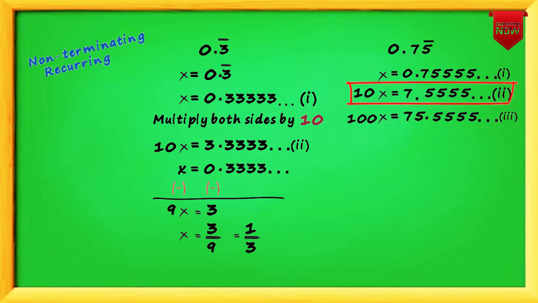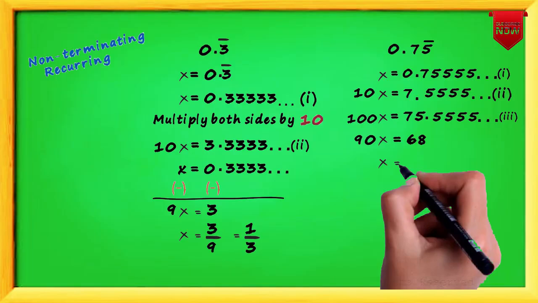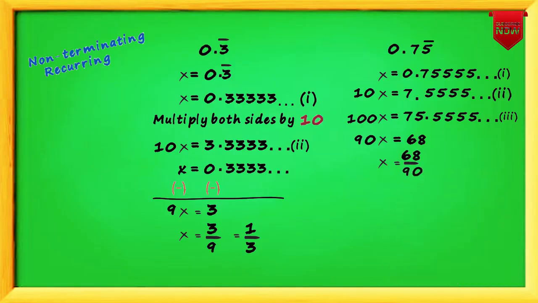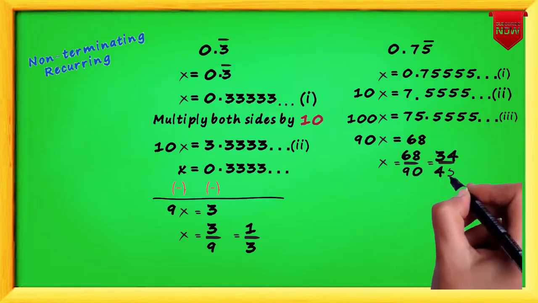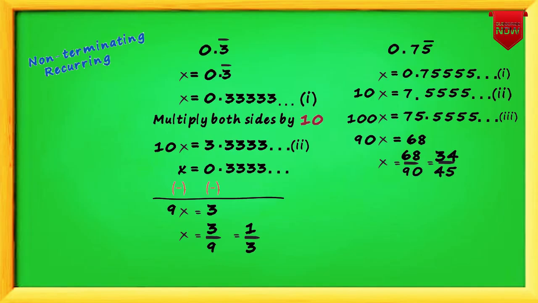Let's subtract this equation from this one. 100x minus 10x equals 90x on the left-hand side, and this minus this will equal 68. We can see that getting the part after the decimal same allows us to just subtract it out. So this actually equals 75 minus 7. Transposing 90 to the other side, x would equal 68 by 90, which can be reduced to 34 by 45. So that's how we converted a mixed recurring decimal to the form p by q. It's simple. Just aim to get the recurring part after the decimal and you're done.